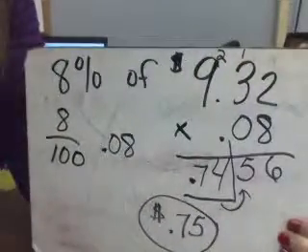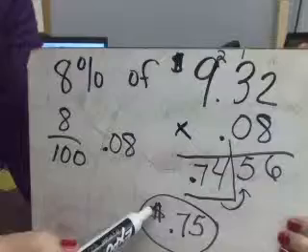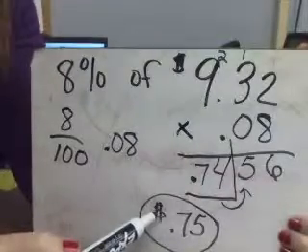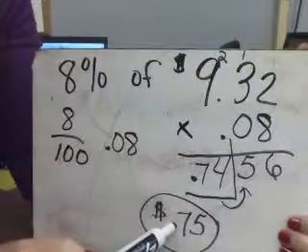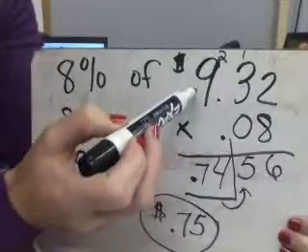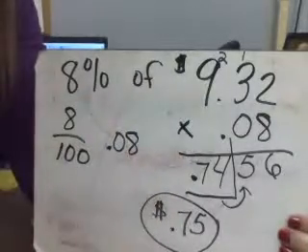And depending upon the question, this is either your final answer, or if they want the total price, you just add your 75 cents back to your original amount of $9.32.